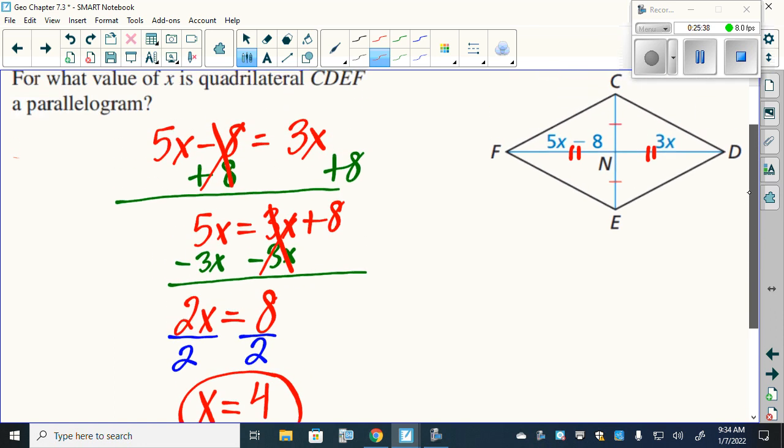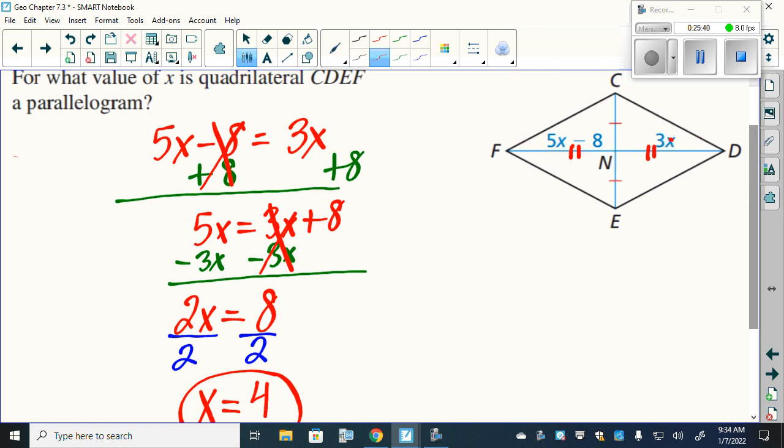If we wanted to, we could plug it back in and see. Well, 3 times 4 is? Now 5 times 4 minus 8. 5 times 4 is 20 minus 8 is? So indeed, that is the correct answer because it gives us 12 for both side lengths, or both lengths, because they wouldn't be sides. Questions on this here?